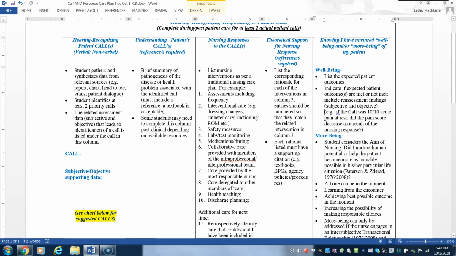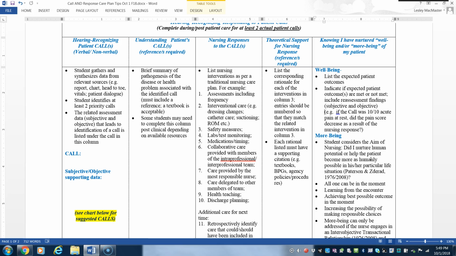They could require quite a bit of support initially to be able to identify the key calls, the 2 key calls for their patient. And we encourage the CPS to focus on this when the student has completed their head to toe. Perhaps the CPS will accompany the student to complete a head to toe and then say, what do you think the priority calls are for your patient today?